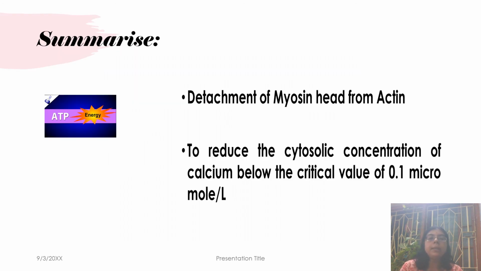So to summarize, the relaxation of the skeletal muscle is an active process. Why active? Because it requires ATP. Where actually is this ATP required? Number one, for the detachment of myosin head from actin. Second, to reduce the cytosolic concentration below a particular critical value of 0.1 micromole per liter.